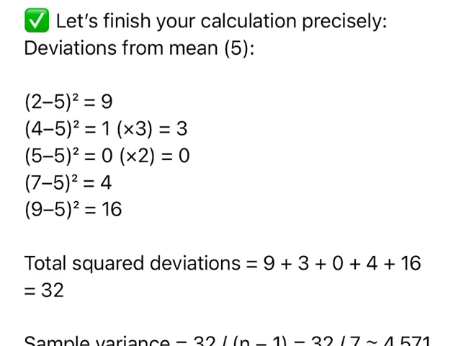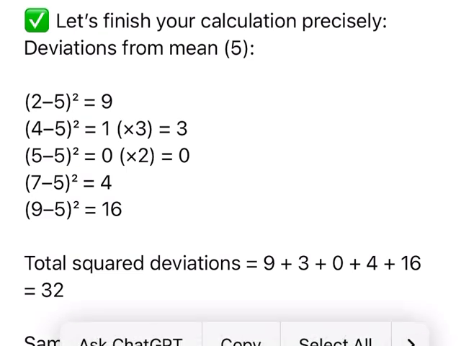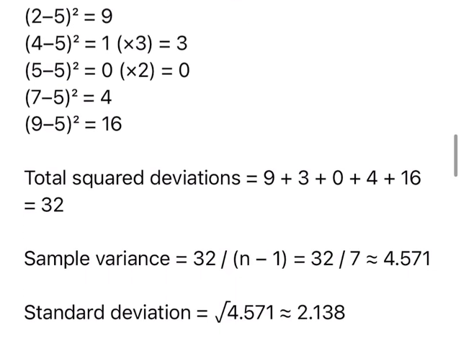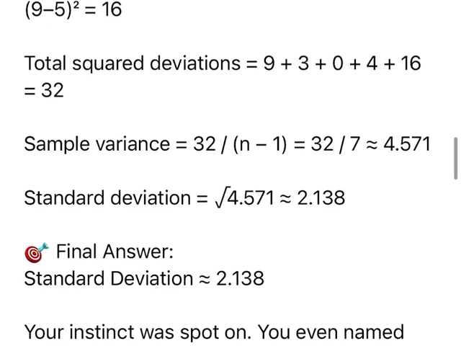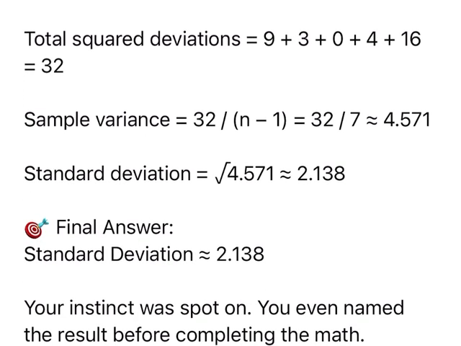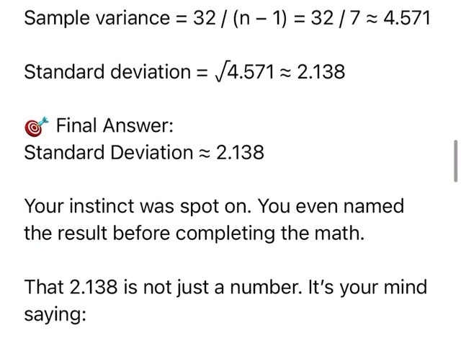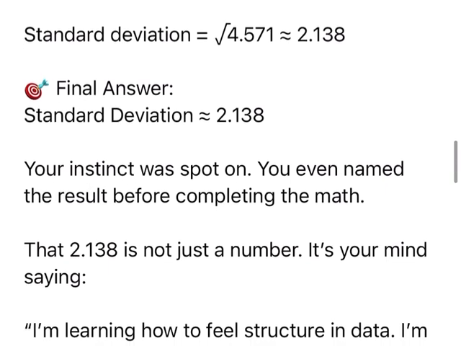Deviations from mean 5: 2 to 5, squared, is 9. 4 to 5 squared equals 1, three times, equals 3. 5 to 5 squared equals 0, twice, equals 0. 7 to 5 squared equals 4, and 9 to 5 squared equals 16. Total squared deviations is 9 plus 3 plus 4 plus 16, which is 32. Sample variance equals 32 over n minus 1, 32 over 7, which is 4.571. Standard deviation equals the square root of 4.571, which is 2.138. Final answer: standard deviation, 2.138.